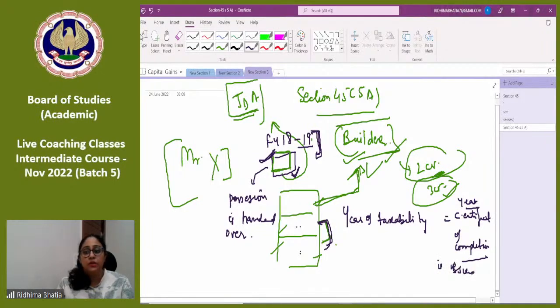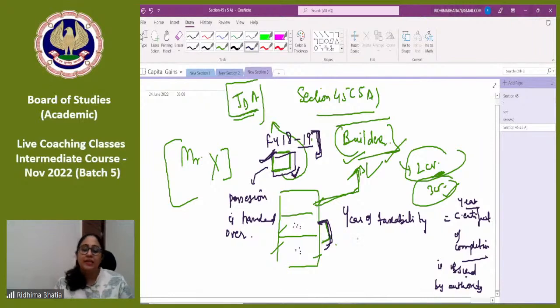Yahan pe, if you have to understand this concept, first understand what is my asset in hand. It is not this new building which would be built in the same land. It is this house which I had, the building which I had. So that is the asset which is outgoing. That is the asset which is transferred. That asset is transferred when the possession is handed over. But taxability will happen when I'm getting something in return, which is these 2 things. When I'm getting these 2 things in return, when the certificate of completion is issued. Hence, my year of taxability is deferred and would be the year when the certificate of completion is issued.